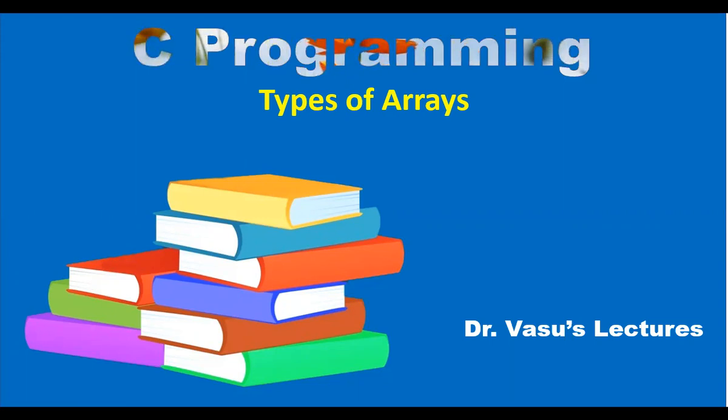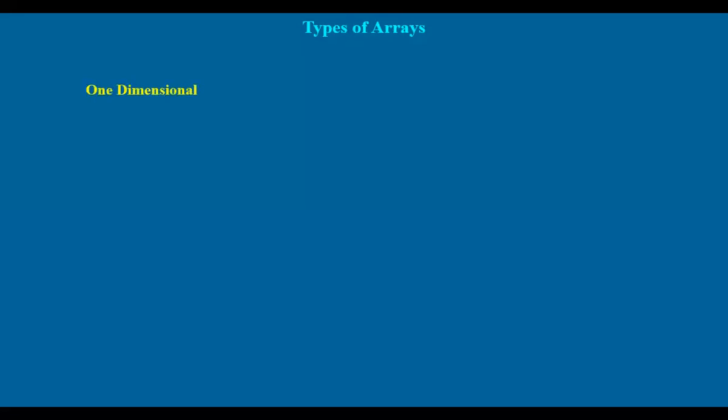Now, let's see what are the different types of arrays. Arrays are basically classified into one-dimensional or multi-dimensional. The best example for one-dimensional is, say, A[10]. 10 elements are there in that array called A. Or name[50]: 50 different names can be stored in this array called name. That is one.